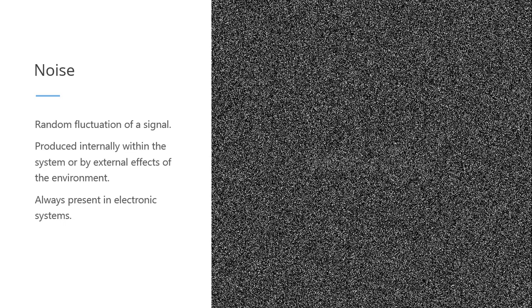Now, unfortunately, noise cannot be removed from a system. Any system or any signal would be affected by noise. What we could actually do is minimize the effect and minimize the noise themselves. This can be done through a number of things, which is beyond the scope of our discussion.